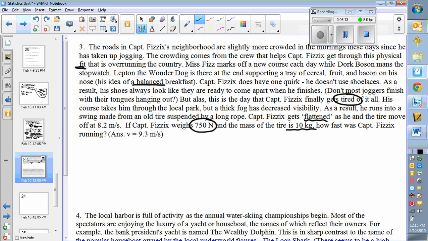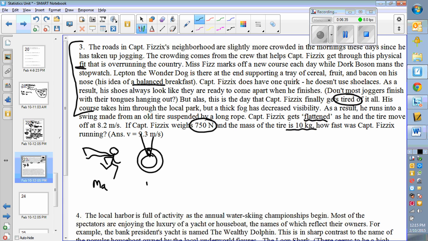Okay, so almost all of this question means absolutely nothing, right? You don't need any of that information. What you do have is you have Captain Physics running, and you have a tire suspended from a tree. So this is your object A, this is object B. VB is not moving before, VA is, but we don't know how fast. This is 10 kilograms.